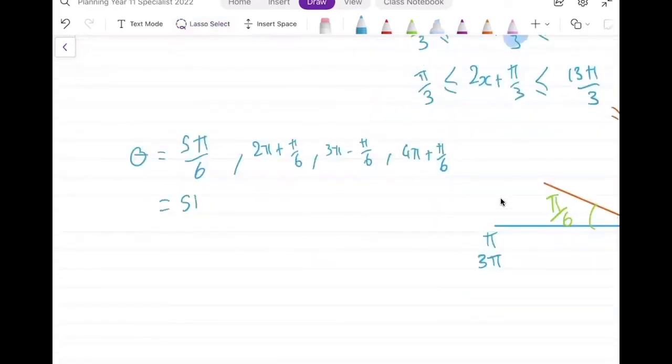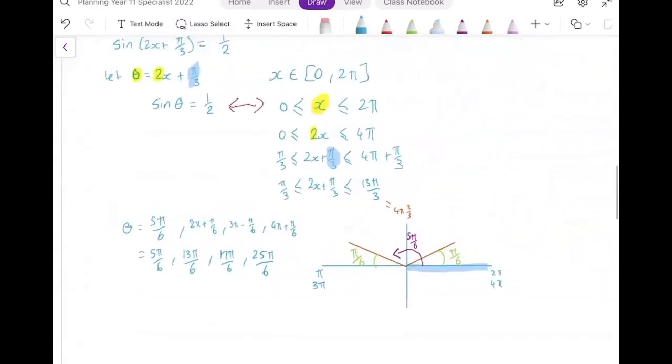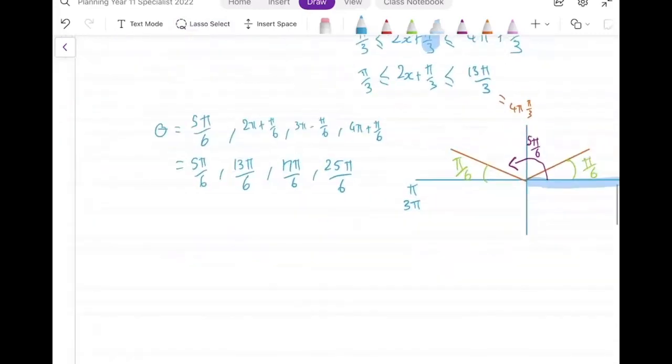Theta is going to equal 5 pi on 6, comma, 13 pi on 6, 17 pi on 6, and 25 pi on 6. So they're going to be my 4 values, which makes sense. Again, if I'm counting through my rotations, I should get 4 solutions. However, I'm not quite done yet because theta is actually equal to, if you come back to the beginning, 2x plus pi on 3, which means 2x plus pi on 3 is going to be equal to, let's just start with the first one, 5 pi on 6.